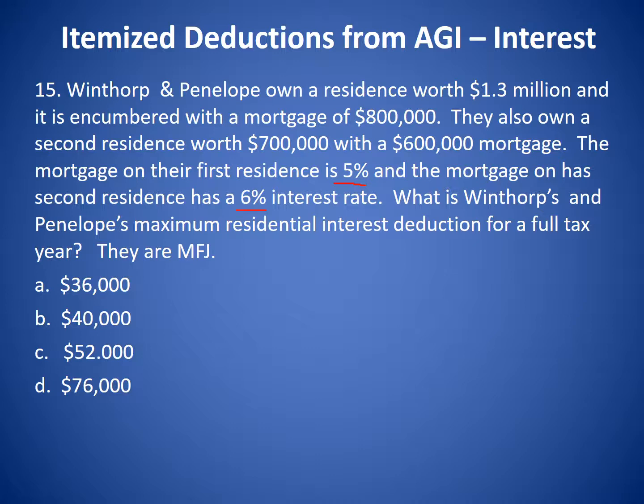Now the question here in this case, these are primary mortgages. What is Winthorpe's and Penelope's maximum residential interest deduction for a full tax year? We're assuming they are married, filing jointly, and you're given your 4 choices. Go ahead, stop the video, and when you're ready, restart the video to review the answer.